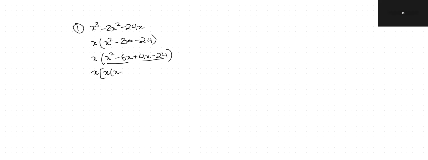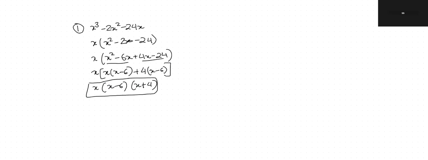Then we make the groups of 2. Okay. And factor out the common. So here x is common. Here 4 is common. So we factor out 4 and the remaining inside is x minus 6. Now x minus 6, we can factor out since it is in both. And this is x plus 4. Okay. So this is the answer for this.